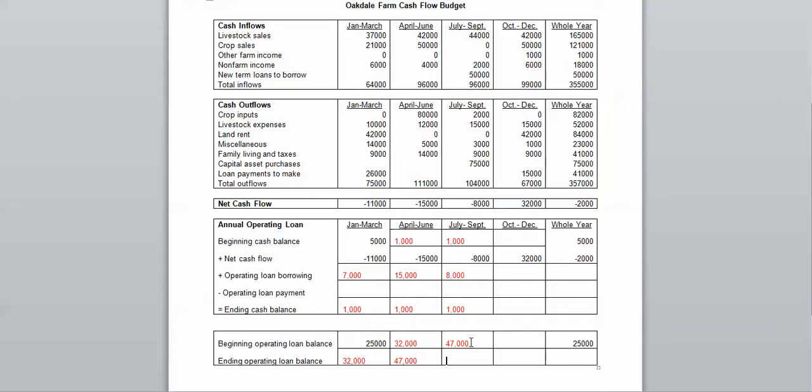And then we borrowed another $8,000. We add that $8,000 to the $47,000 we already have borrowed. That gives us an ending loan balance of $55,000. We ended the third quarter with a $55,000 loan balance. So we begin the fourth quarter with a $55,000 loan balance. I ended the third quarter with a $1,000 cash balance, so I begin the fourth quarter with a $1,000 cash balance.